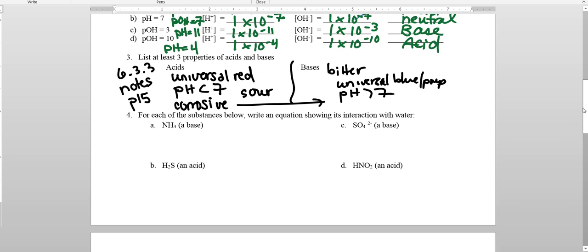Okay, so down here, we're going to practice writing out these Bronsted-Lowry equations. We're going to use this definition: BAAD, that bases accept and acids donate. And what are they accepting or donating? These hydrogen ions. So NH3 is a base. So when you put it with water, it is going to be an H acceptor or a taker.